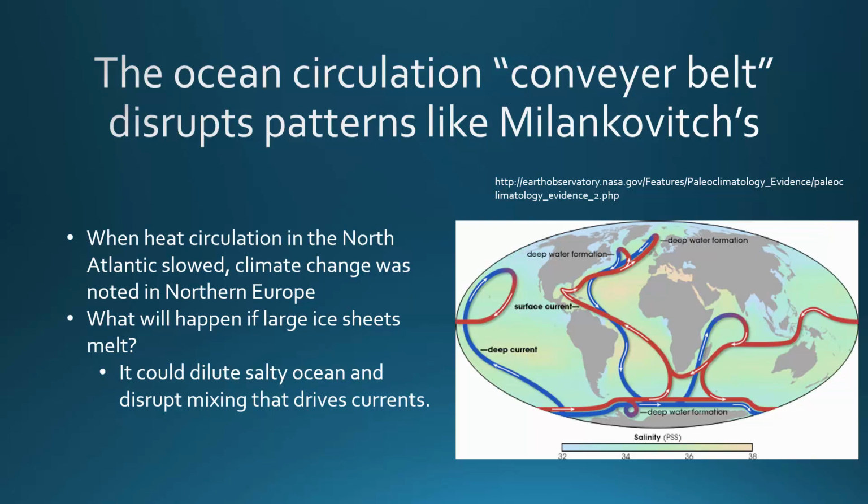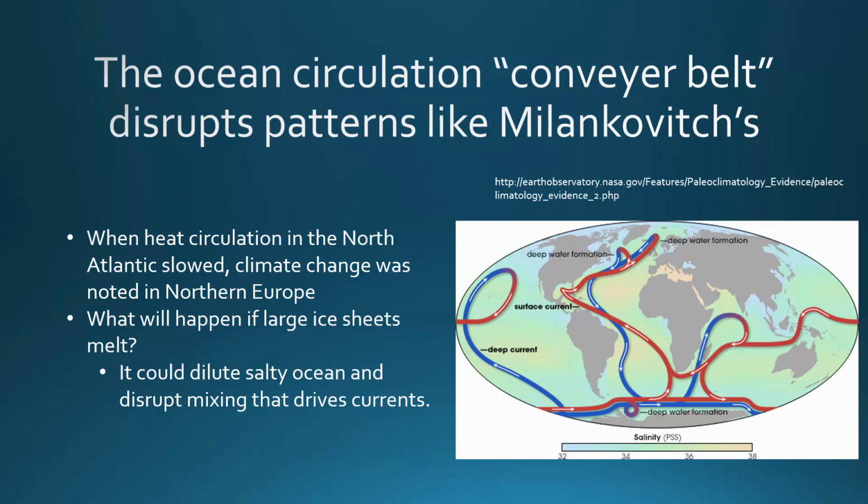So we've seen in the past, one example, when there was heat circulation in the North Atlantic that caused slowing in the ocean circulation or conveyor belts, there was a period of climate change in Northern Europe as a result of this change to that ocean conveyor belt.